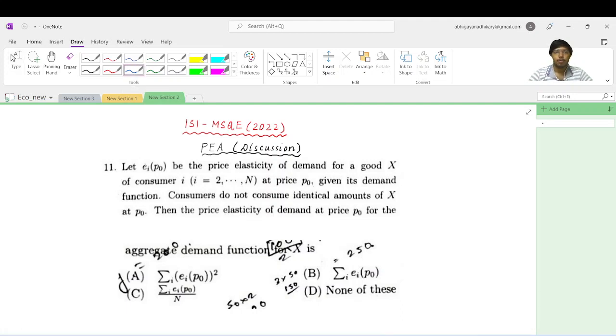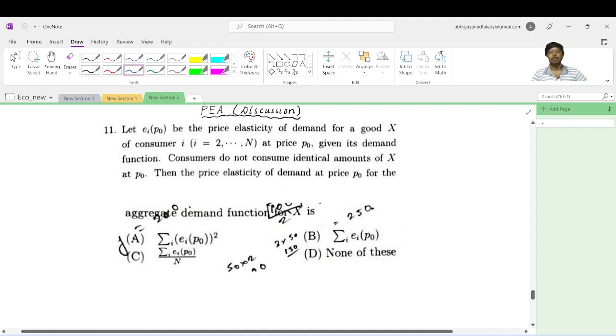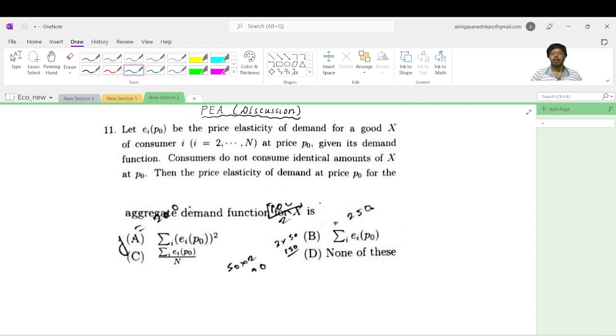Now we start with question number 11 that you can see. The question says E_i of P naught is the price elasticity of demand for a good X of consumer i, where i runs from 2 to N, at price P naught, given its demand function. Consumers do not consume identical amounts of X at P naught. Then the price elasticity of demand for the aggregate demand function is which of the options?